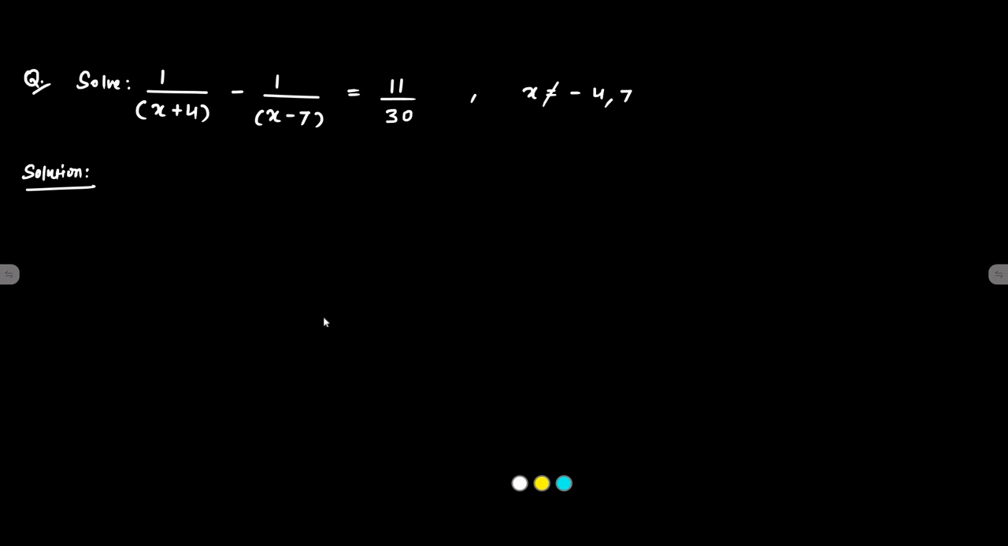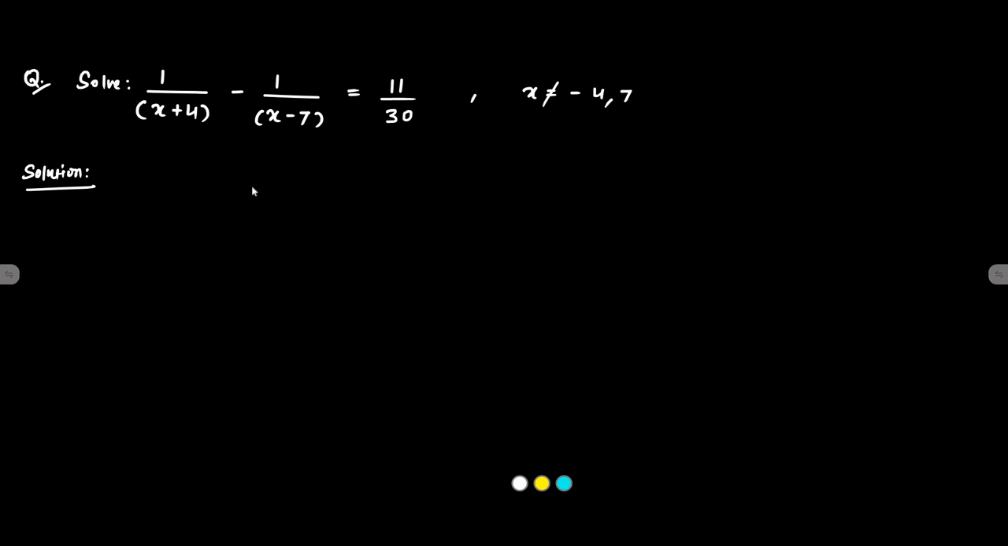So here is another question on solving quadratic equations through the factorization method. We are asked to solve the equation 1 by x plus 4 minus 1 by x minus 7 is equal to 11 by 30, with x not being equal to minus 4 or 7. Again, we have to bring this equation into the form of a quadratic equation, ax square plus bx plus c, and then solve it through factorization.